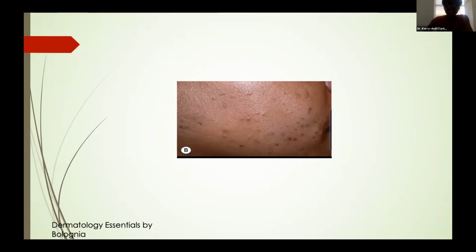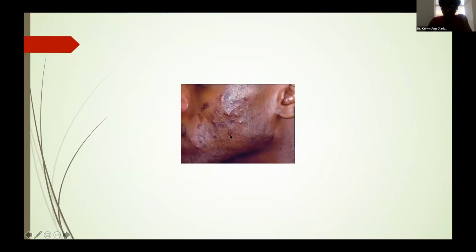All right, so this is a patient, and I hope you can appreciate that this patient has some open comedones here. They also have some papules, and like I said, in patients with skin of color, you're not really seeing as much erythema. They're having hyperpigmented macules, and they're also having hyperpigmented papules.